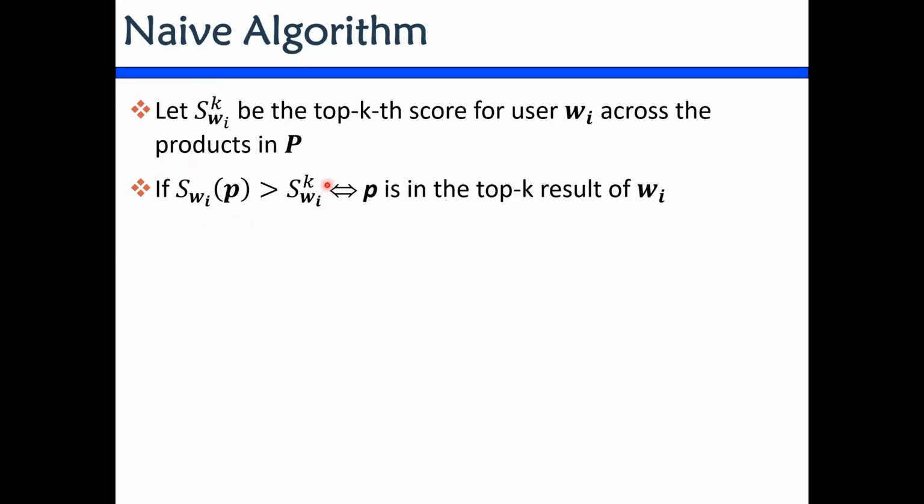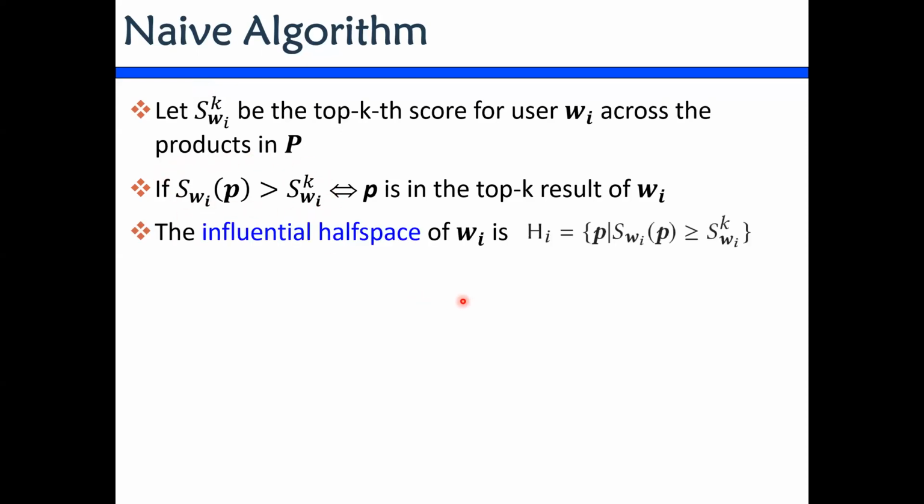Now, the representation of this inequality here corresponds to a half space in our product space. It means that it splits the product space into two parts. In one of the two, if the new product P is built, then it is guaranteed to enter the top K result for that user Wi. We call this half space the influential half space for the specific user Wi.